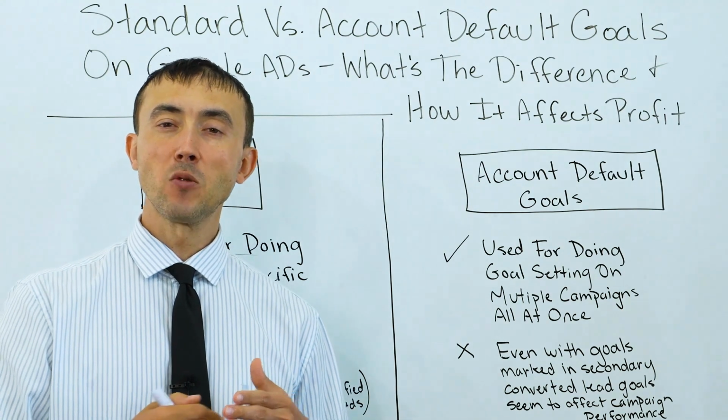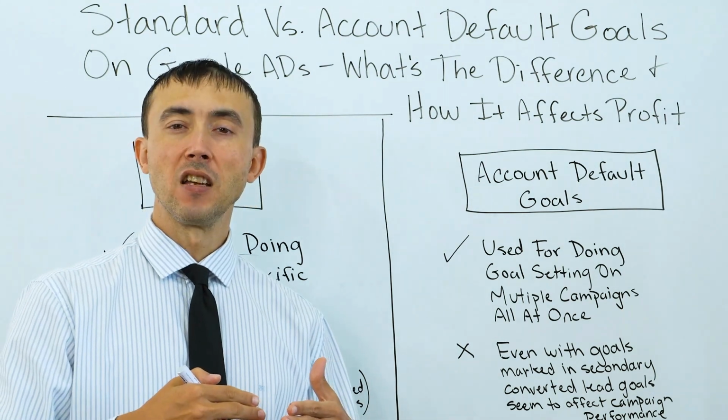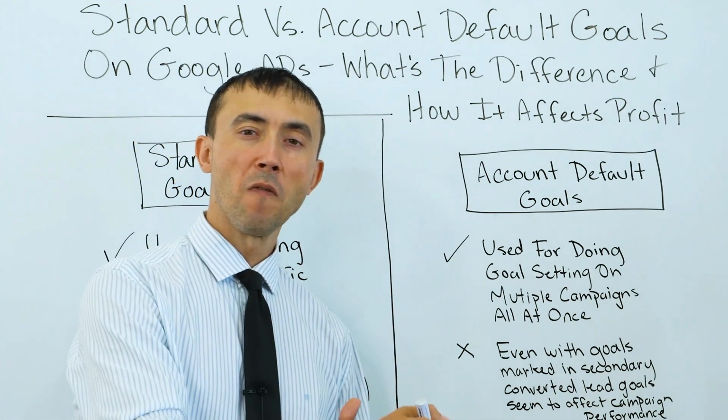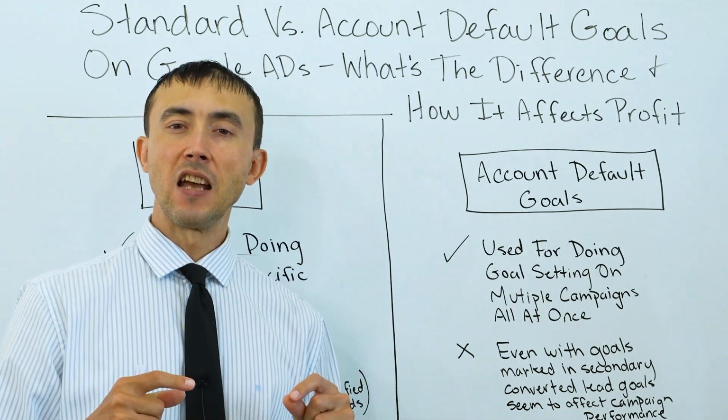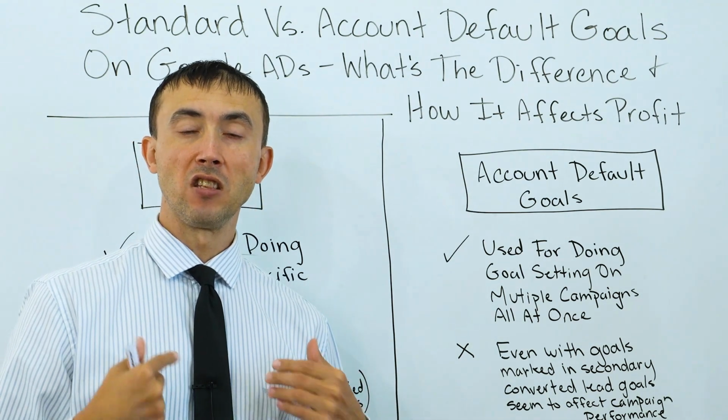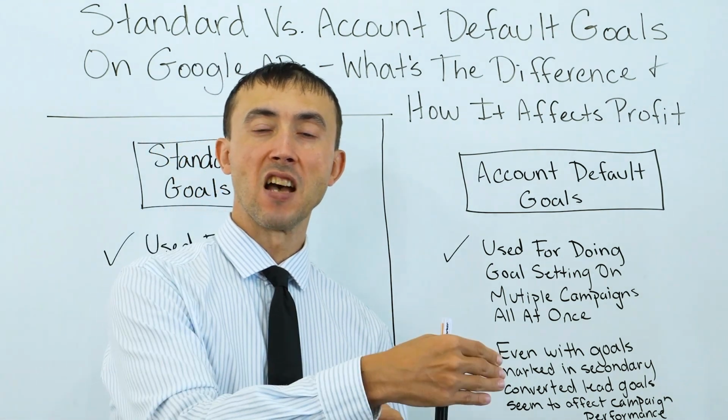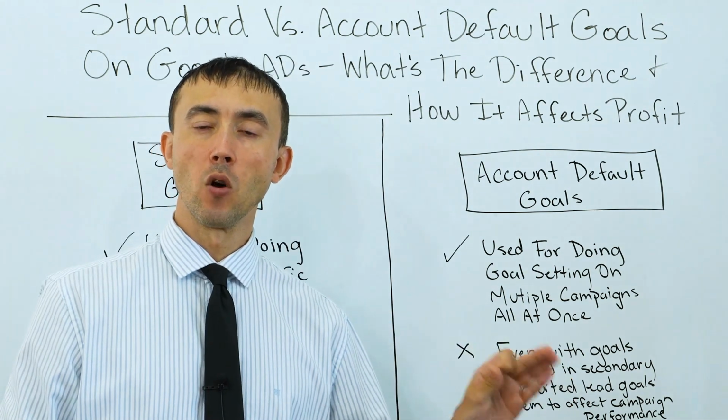And in that case, where you're going to switch from optimizing for form fills and phone calls to qualified leads, because it's going to cause volatility in your account, I often say, and what we will do here at our agency is we'll just switch the campaign goal settings one campaign at a time.